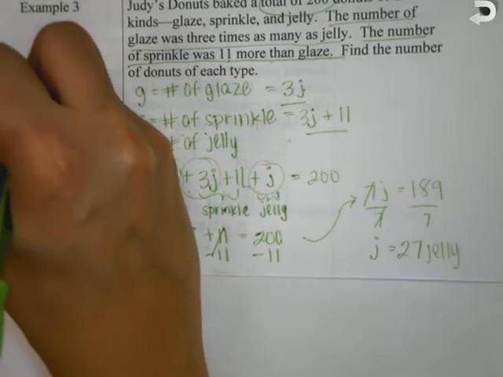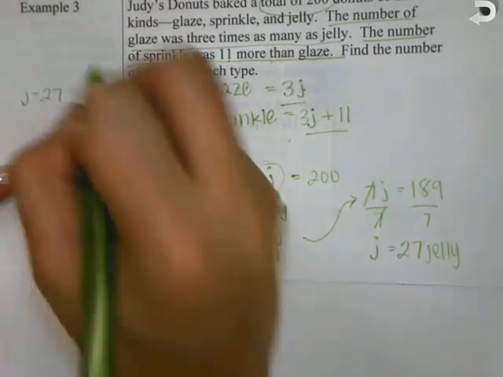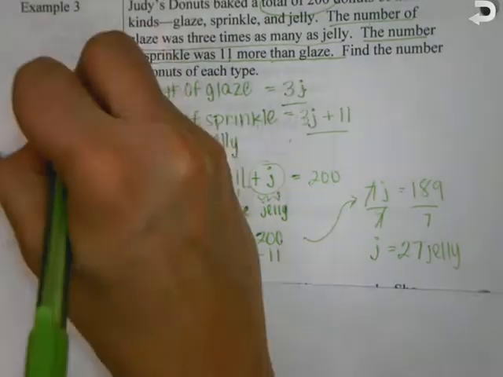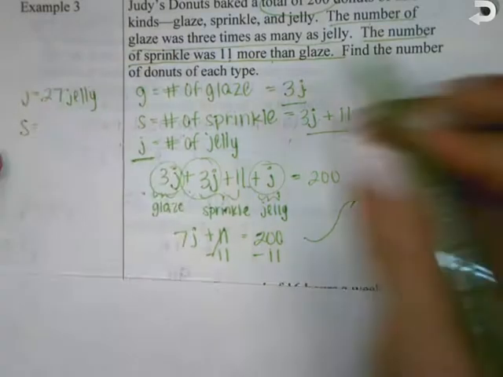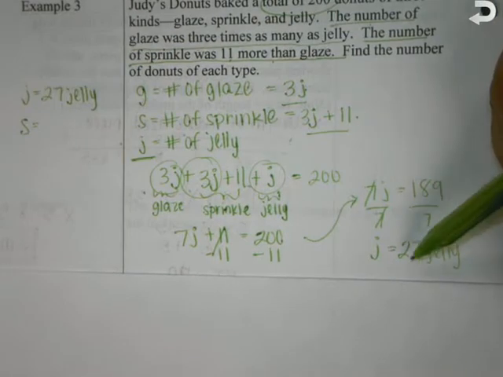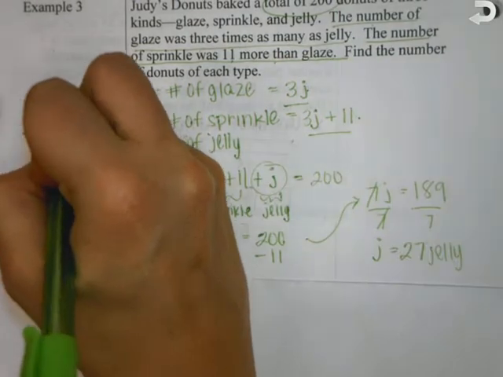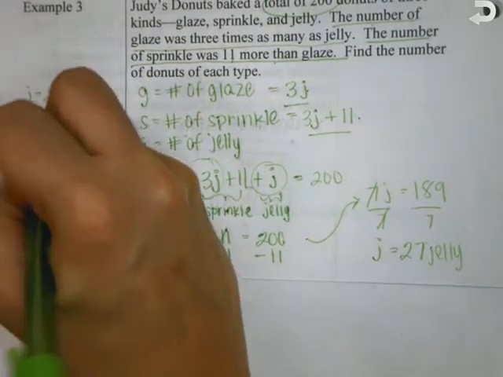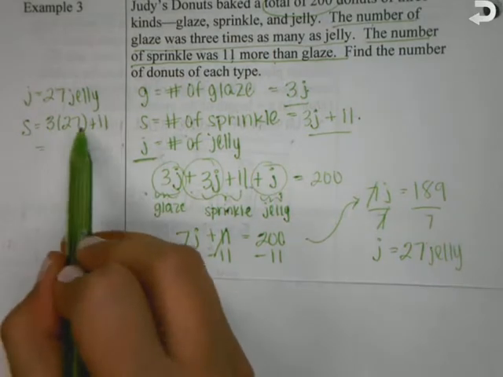What is S? How do I figure out S? Remember G. 3J plus 11. So what's 3J plus 11? 3 times 27 plus 11 gives me, 3 times 27 gives me 81, plus 11, 92.